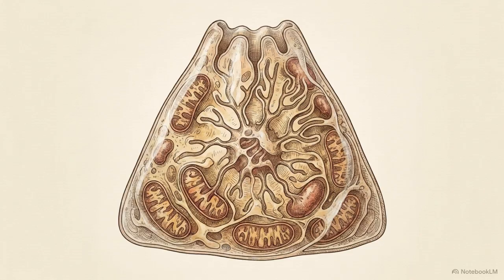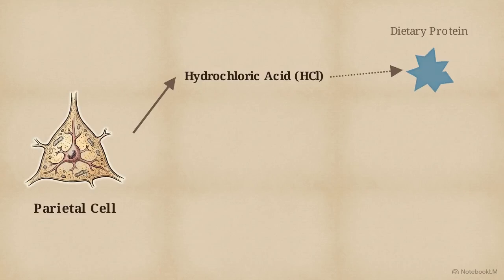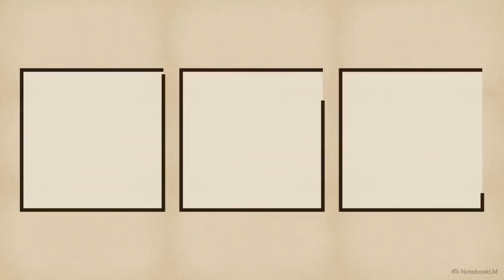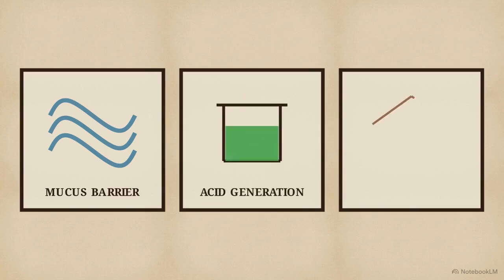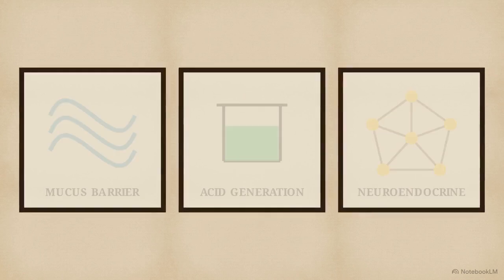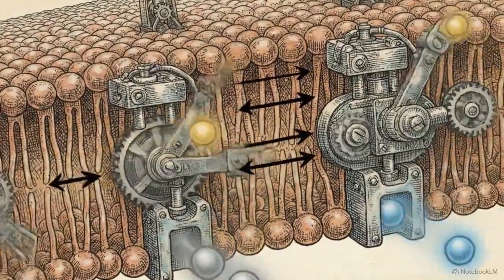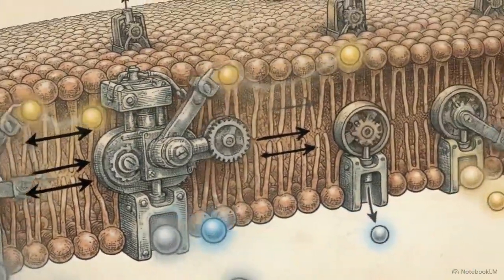The primary engine of the stomach is the parietal cell, which is responsible for 2 exact outputs: synthesizing hydrochloric acid to denature proteins and secreting intrinsic factor to bind vitamin B12. The stomach prevents autodigestion by strictly compartmentalizing these chemical responsibilities, the mucus barrier, acid generation, and neuroendocrine signaling, into entirely separate cell lines. To understand how the parietal cell actually achieves that million-fold gradient, we have to look at its specific intracellular ion transport machinery.